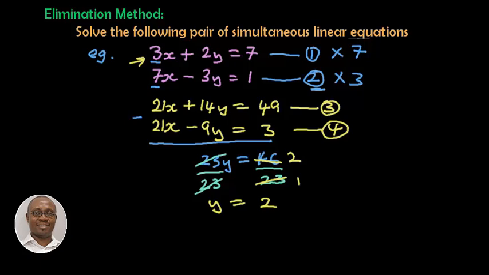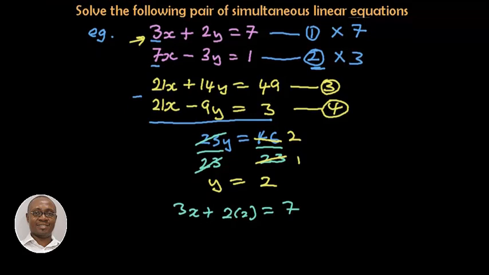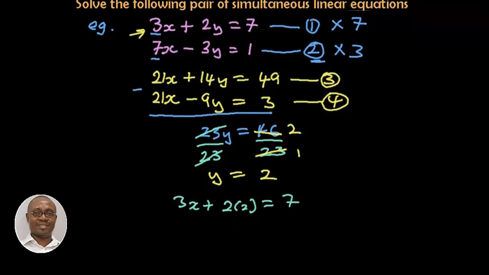So we now have 3x plus 2y, which is now 2, equals 7. Alright, you can do the substitution in equation 2 or equation 3 or 4, but it's best to take equation 1. So we now have 3x plus 2 times 2, which gives us 4, equals 7.